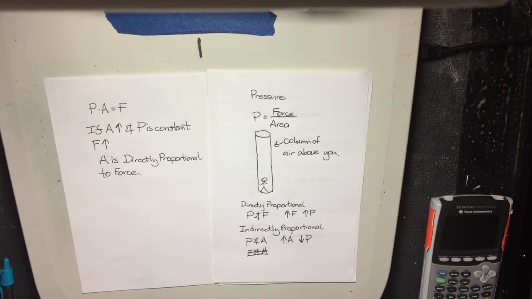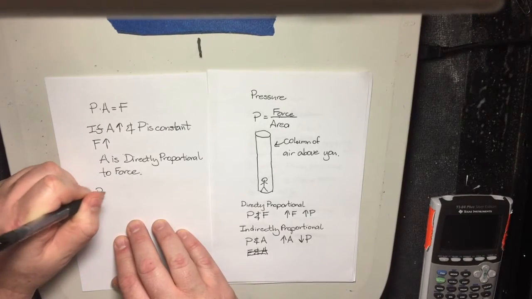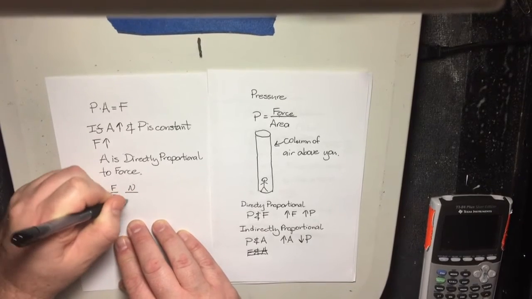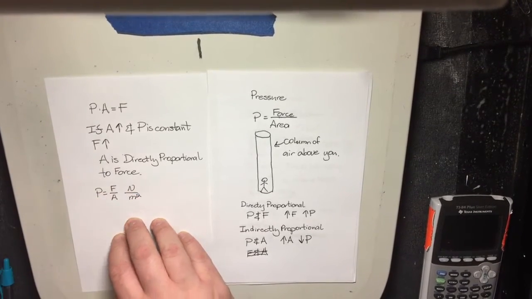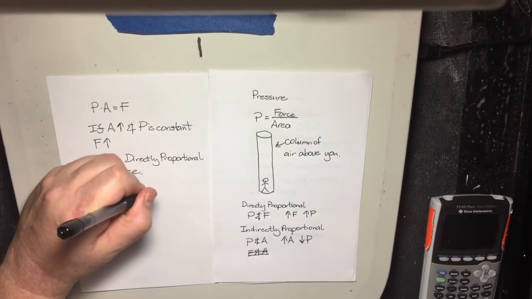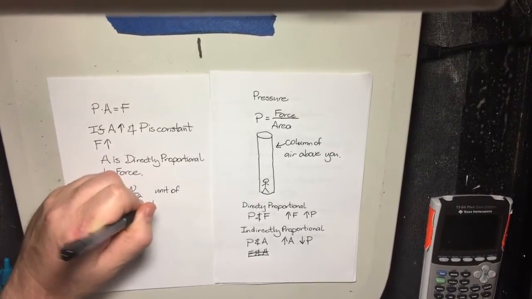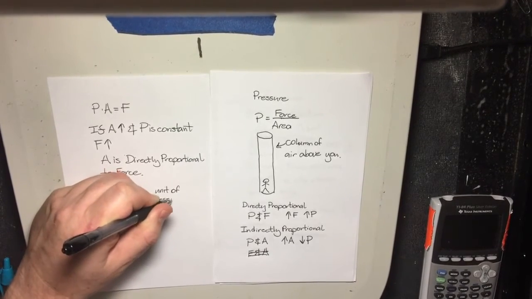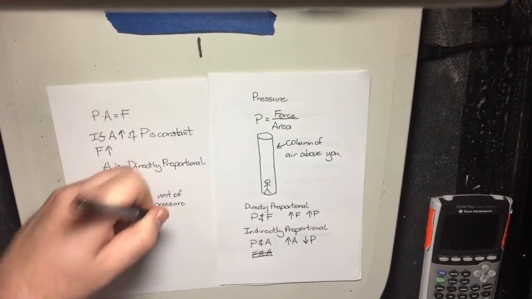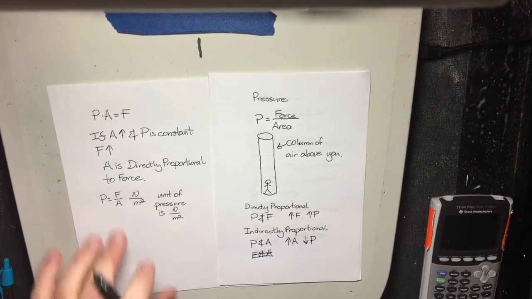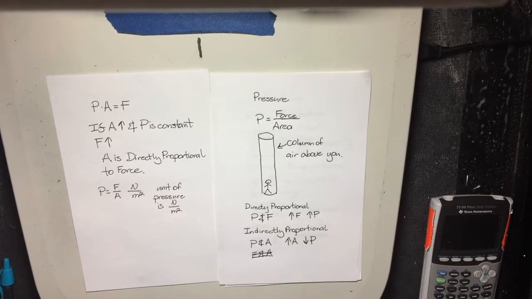Now, let's get some units. Pressure is force divided by area. Force is in newtons, area is in square meters. So the unit of pressure is newton per square meter. Not newtons per cubic meter, not kilograms per meter squared, newtons per square meter.